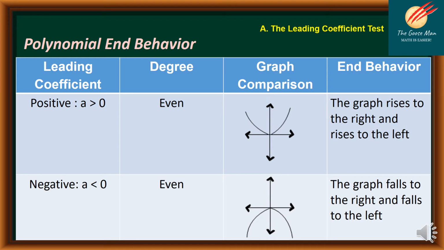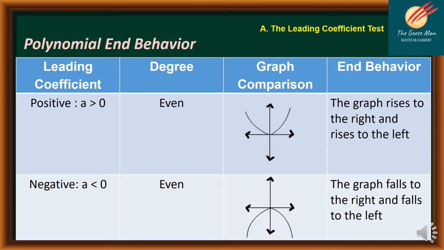Let's have here the tabular form of the polynomial end behavior. So let's consider the first case. If the leading coefficient is positive and the degree is even, the graph opens upward. So the end behavior: the graph rises to the right and rises to the left, as we can see on the graph. While if the leading coefficient is negative and the degree is even, it opens downward. It means the graph falls to the right and falls to the left also, as we can see on the graph.